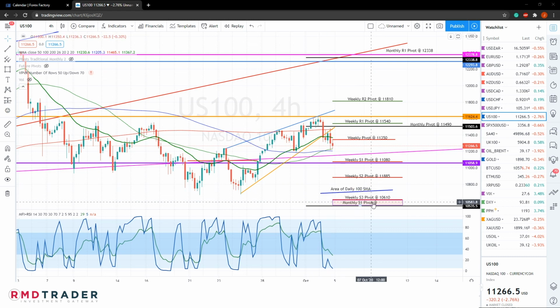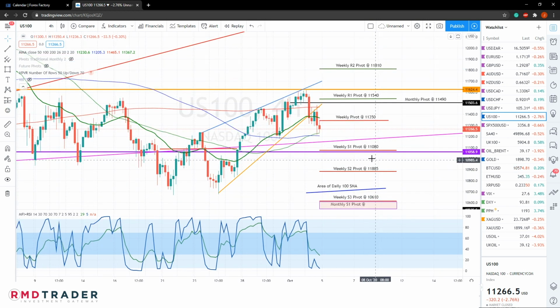And then below that, we probably have our full target between 10,550 and 10,610. That is the area between the monthly S1 pivot and the weekly S3 pivot. So those are your targets and levels to keep an eye out for Nasdaq.